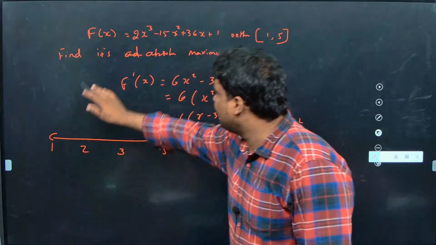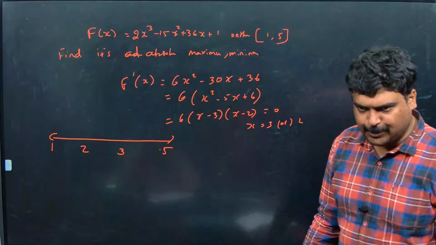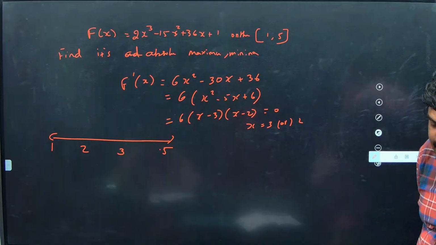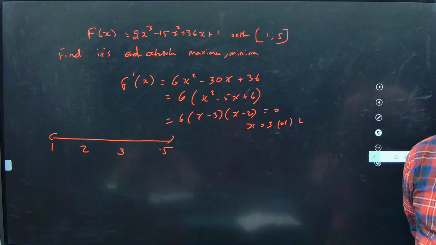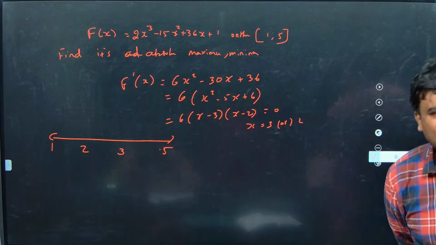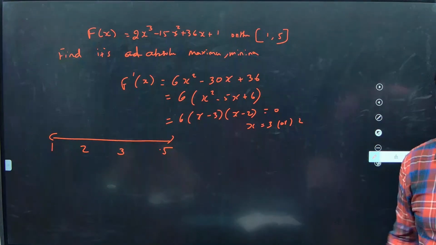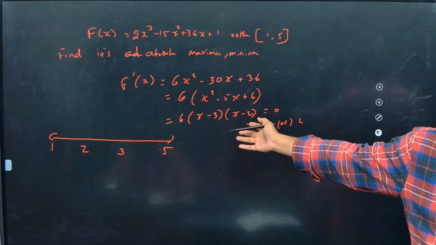Just substitute this in f of x, guys. Which is giving the maximum value I will take it as maxima and which is giving the minimum value I will take it as minima. Understood? You need not go for second order. It is not needed. If you want, you can go; it will also work.